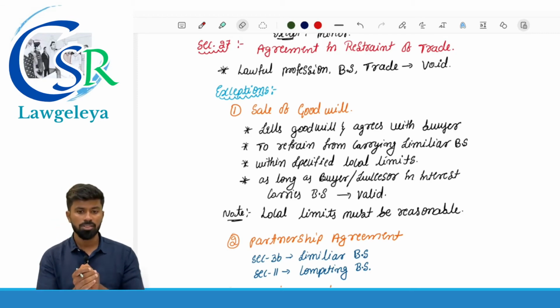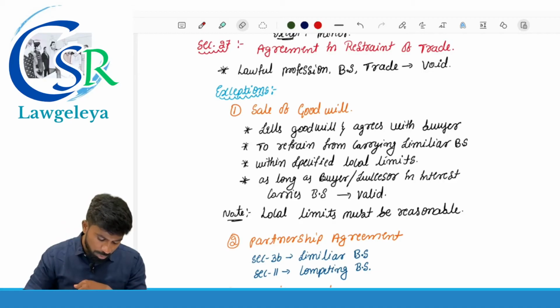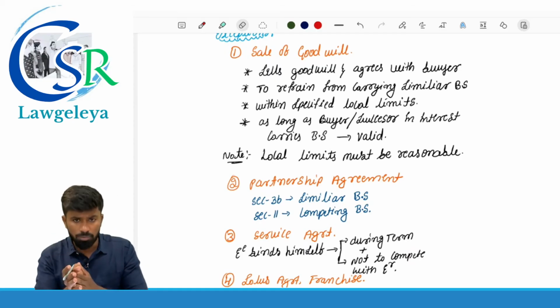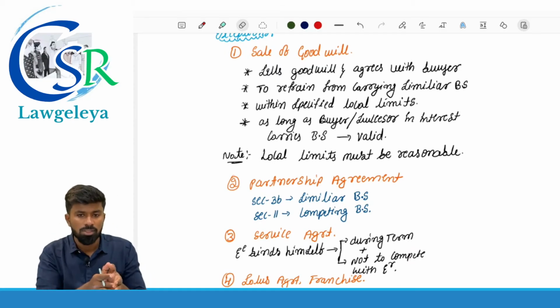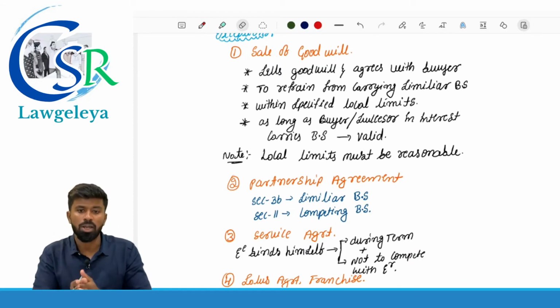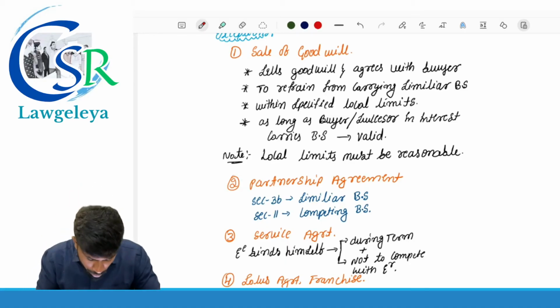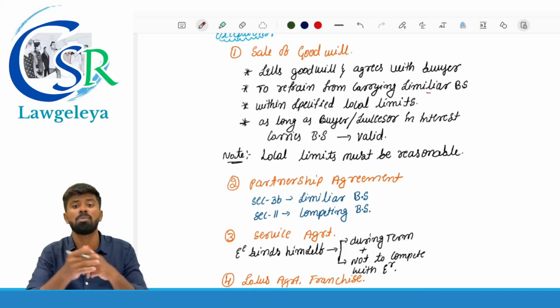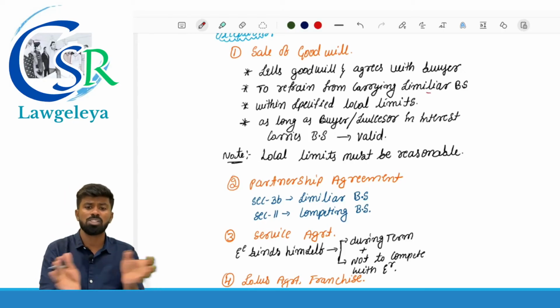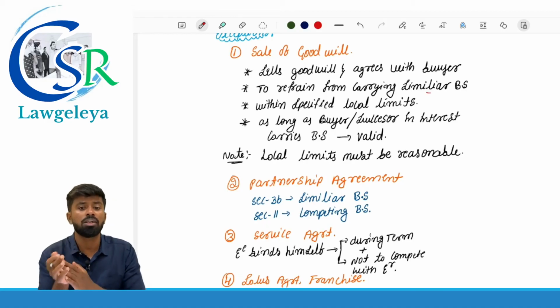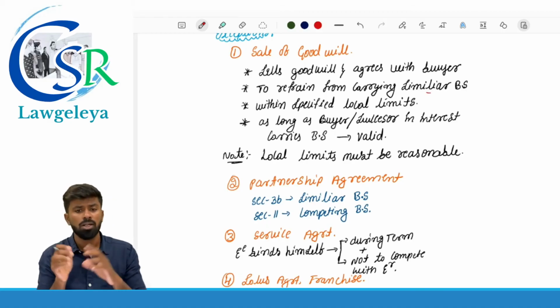Void. But are there any exceptions? Yes. What is one of the exceptions? Sale of goodwill. In case of sale of goodwill, where the seller sells the goodwill and agrees with the buyer to refrain from carrying on a similar business. Important: what business? A similar business within the specified local limits. As long as the buyer or successor in interest carries on the business, is that restriction valid?